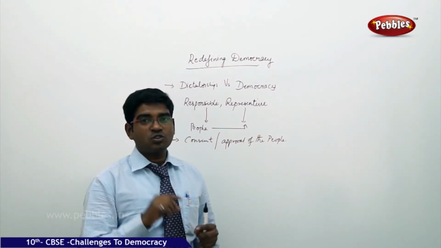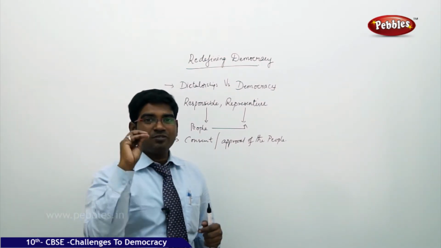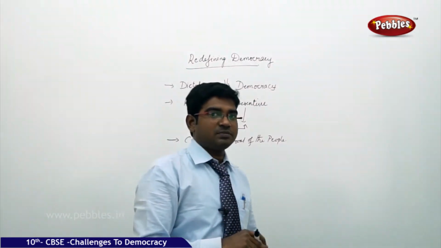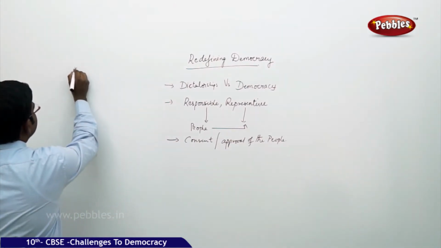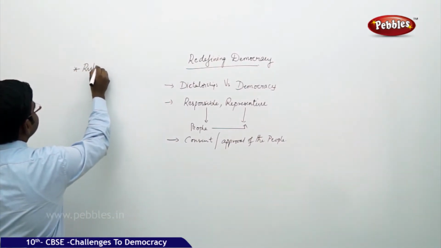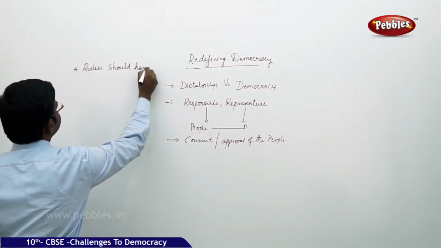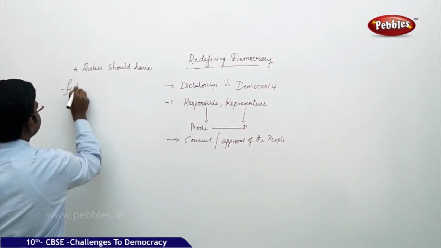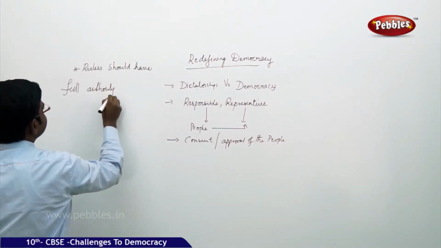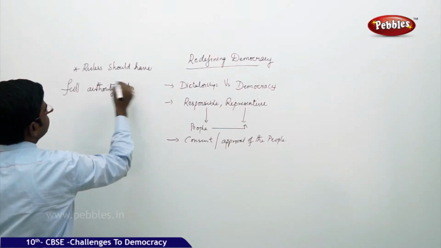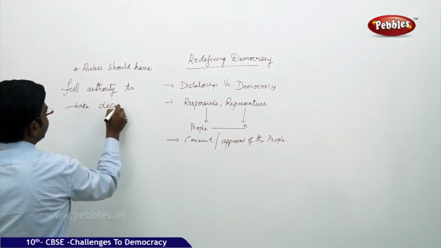Now coming to the point of conclusion, when we come to redefining democracy, why do we need to redefine democracy? What are the factors that led us to think of redefining democracy? When we talk about democracy, the first major concern is: rulers should have full authority to take decisions.